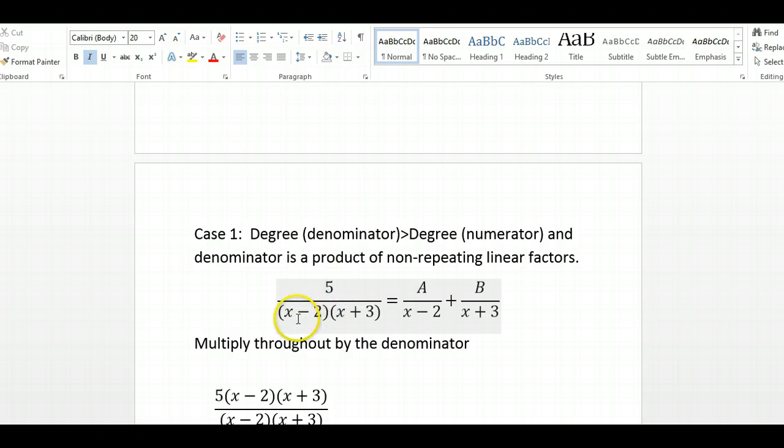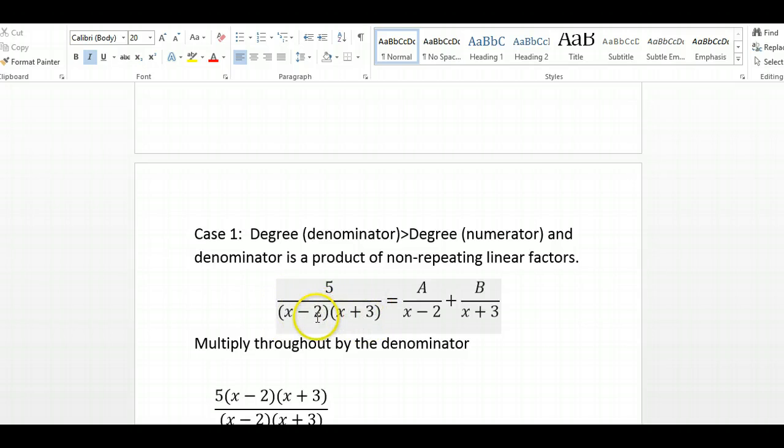So the degree of the denominator is clearly bigger than the degree of the numerator. And the other thing that has to happen is that the denominator must be a product of two non-repeating linear factors. What do I mean by that? Look at the denominator. Do we have a linear factor here? Yes. Another linear factor here? Yes. So it's a product of two linear factors.